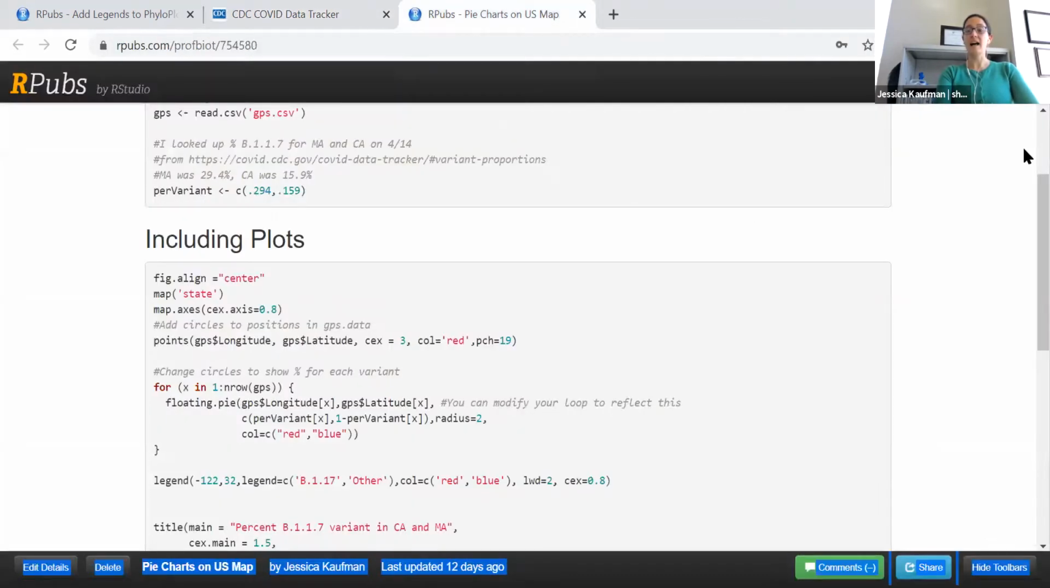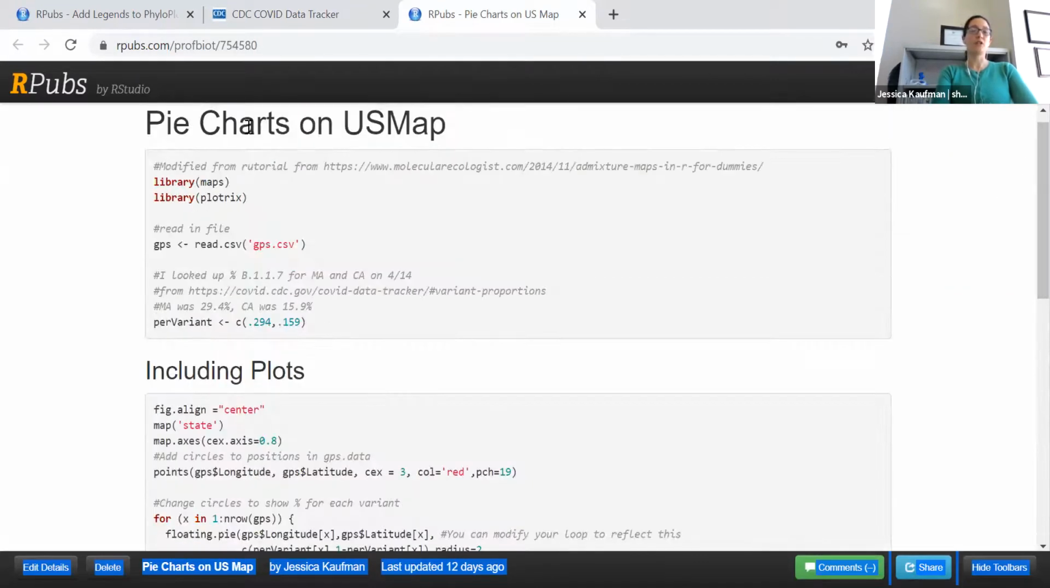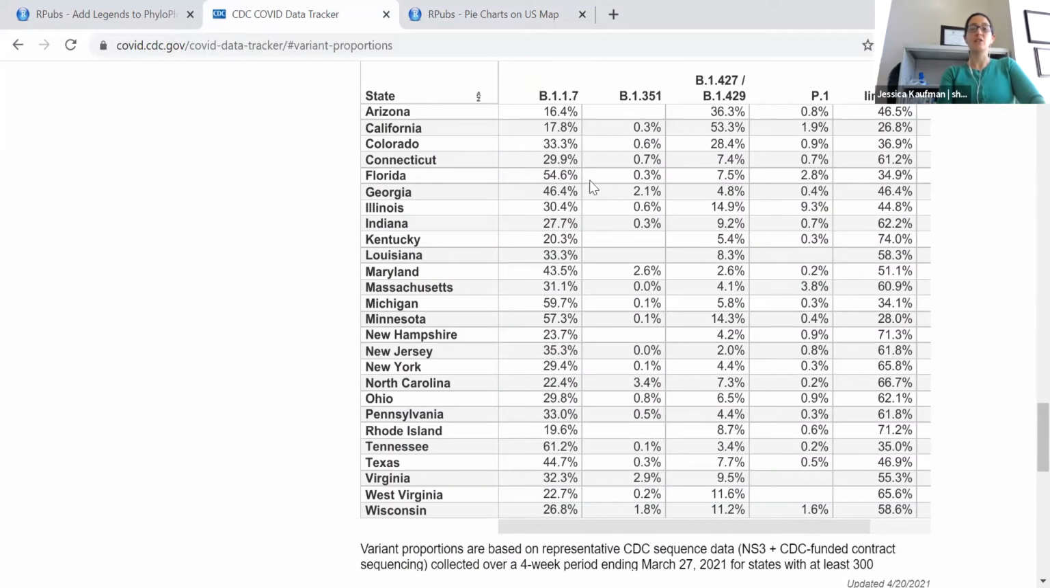I've created this guide to show you step by step how to make the map. So the first thing you're going to do is load the libraries you need, maps and plotrix, read in a spreadsheet of GPS positions for each state, and I've given you a website to look those up, and then use this CDC website to look up the percent variant at any given time.